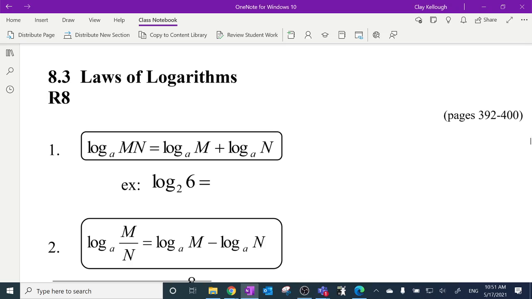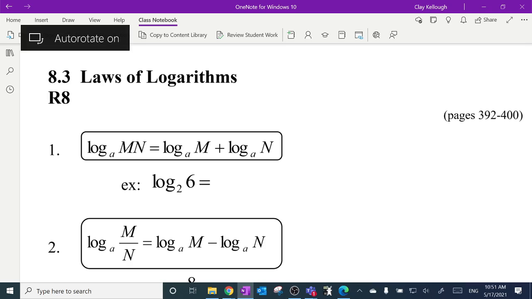All right, we're on. Today's lesson is 8.3. We're going to look at the laws of logarithms, log laws. In grade 9, when you first learned how exponents worked, you learned the power laws and the power rules. Well, logarithms are basically just the inverse of exponentiation. So they also have their own rules.